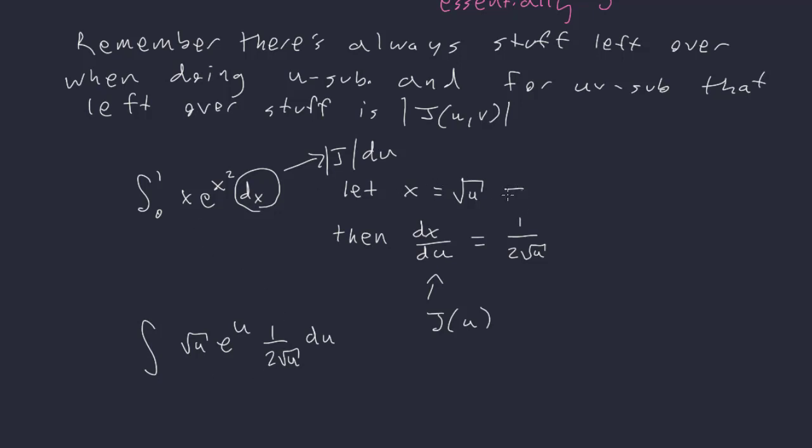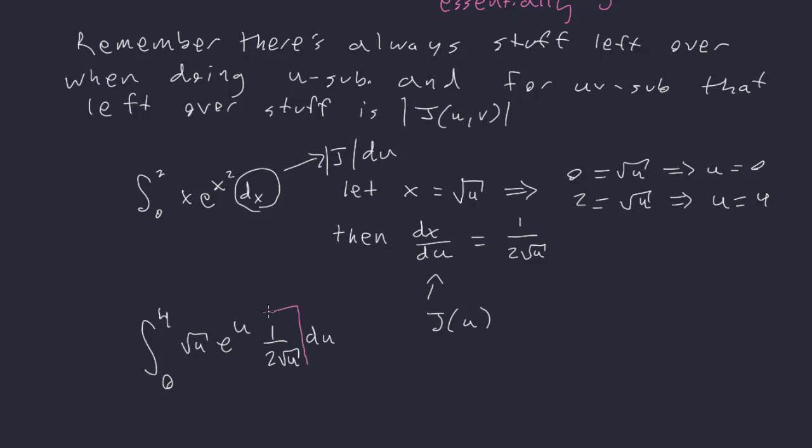Then when x is equal to 0, this will tell us that u is equal to 0. And when x is equal to, I did it again, that should be 2. When x is equal to 2, we'll get 2 is equal to the square root of u, telling us that u is equal to 4.